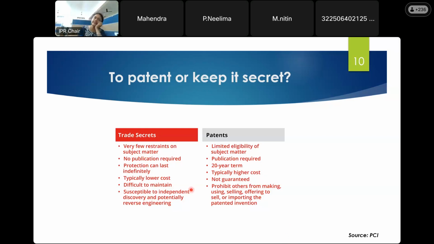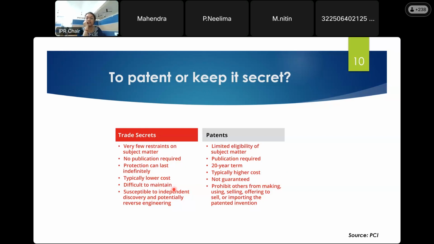Then maintaining a trade secret doesn't require much of your money, because you can just keep it secret. But for maintaining a patent, you have to pay some renewal fee to the patent office. So it is a bit higher cost. Then trade secrets are difficult to maintain. It's difficult to enforce also, because you have to just keep it secret. But when you have a patent, you have some legal protections. Any other person cannot take it or things like that. So it is easier to maintain. But a trade secret is difficult to maintain. If some other person comes to know about it, then you lose your IP.